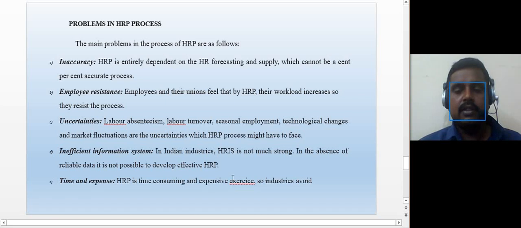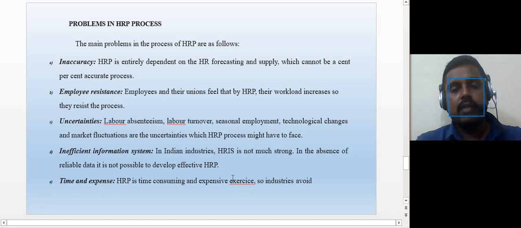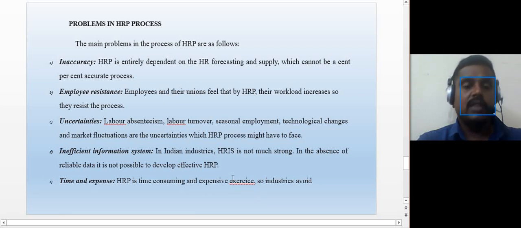The next slide talks about the problems in the human resource planning process. What are the main problems in the process of human resource planning? Inaccuracy of the data. Human resource planning is entirely dependent on HR forecasting and supply, which cannot be a 100% accurate process. Inaccuracy of that particular data automatically leads to problems in the HRP process.